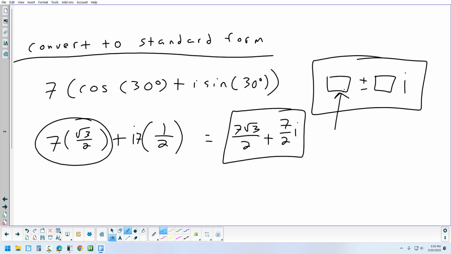There you go. And that's how you convert something into standard form. So you just distribute out the 7. If this had not been a multiple of 30 or 45, I would have just done decimals. Okay. But any question on converting from trig to standard form?